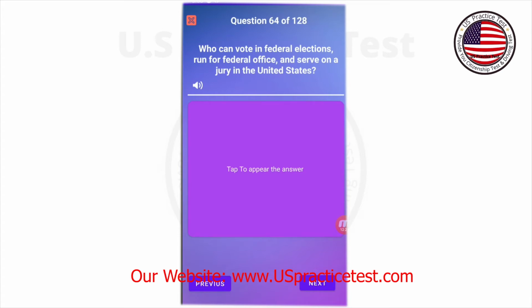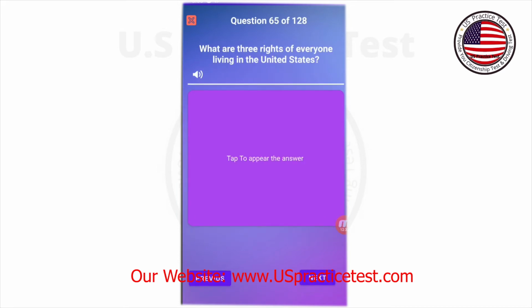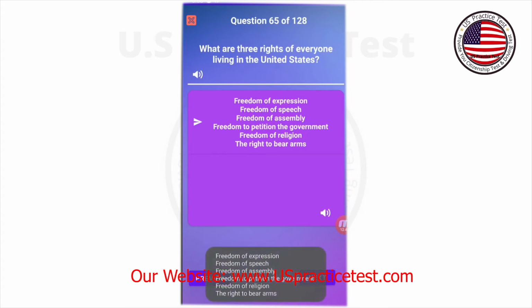Who can vote in federal elections, run for federal office, and serve on a jury in the United States? Citizens. Citizens of the United States. U.S. citizens. What are 3 rights of everyone living in the United States? Freedom of expression. Freedom of speech. Freedom of assembly. Freedom to petition the government. Freedom of religion. The right to bear arms.